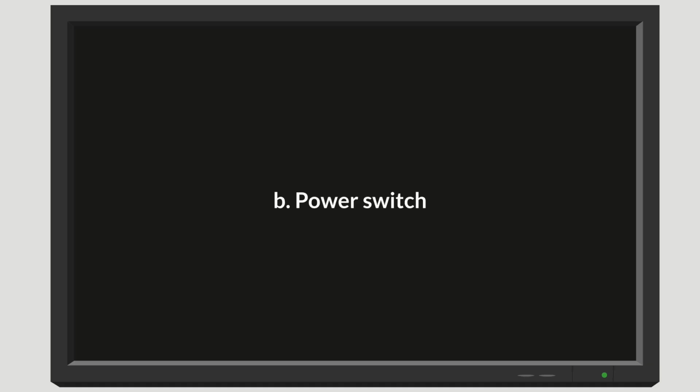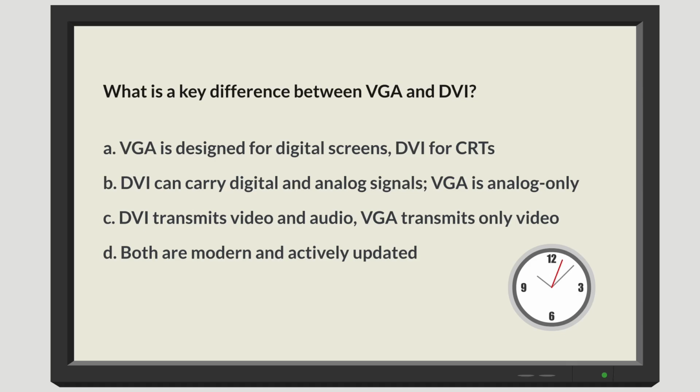The correct answer is power switch because it's one of the front panel connectors that attach to small header pins. What is a key difference between VGA and DVI? The options are: VGA is digital and DVI is for CRTs. DVI supports digital and analog while VGA is analog only. DVI carries audio, or both are modern and actively updated.